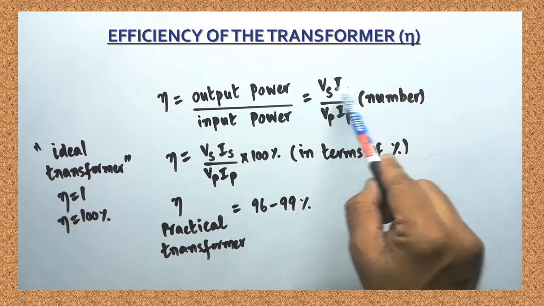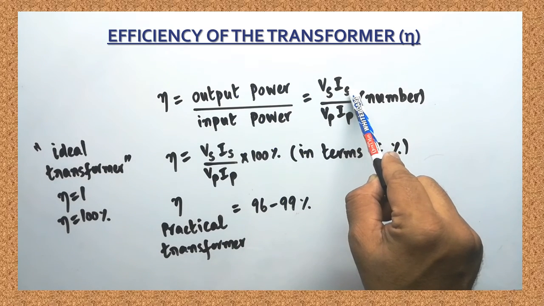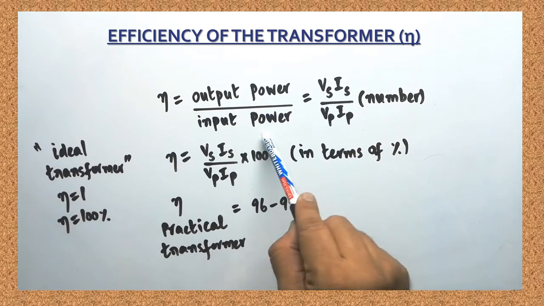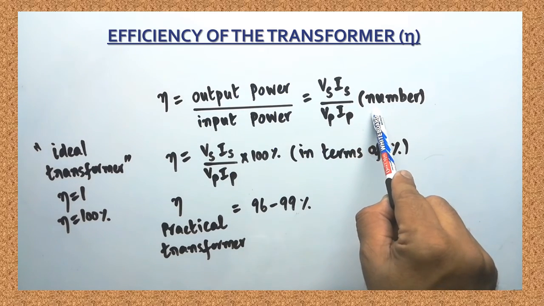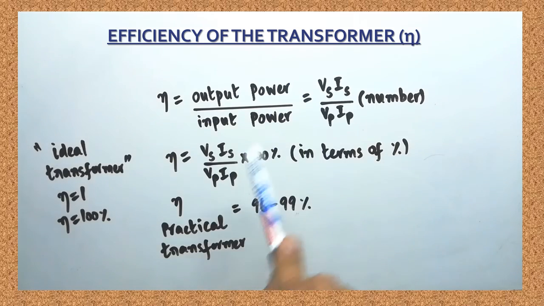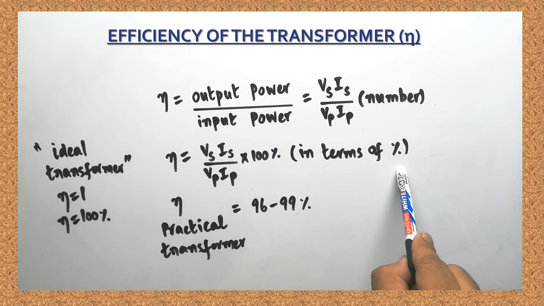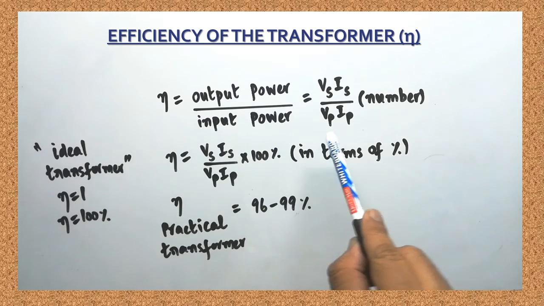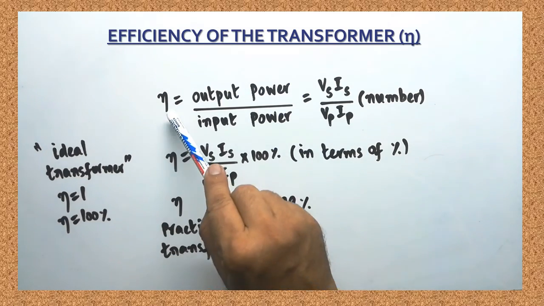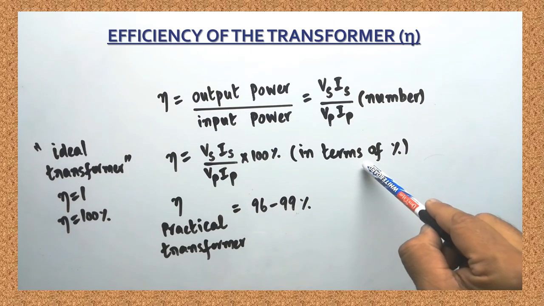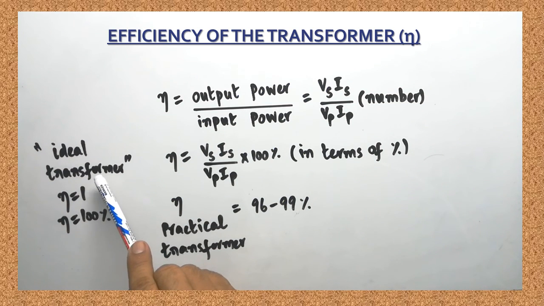What is the formula for output power? Vs into Is, that is related to the secondary coil. Voltage across secondary and current measured in secondary, both of them should be multiplied. Input power can be calculated by Vp into Ip. If you use this formula, you will get the answer in terms of a number. Are you clear? If the same formula is multiplied by 100%, you will get the answer in terms of percentage. Efficiency is denoted by eta. That eta efficiency may be given in terms of a number or in terms of percentage. Are you clear?